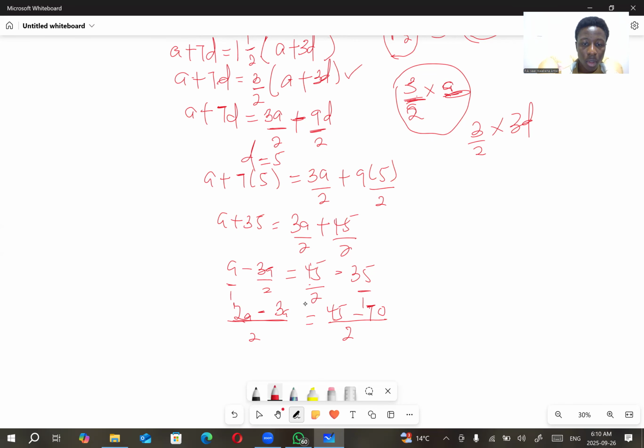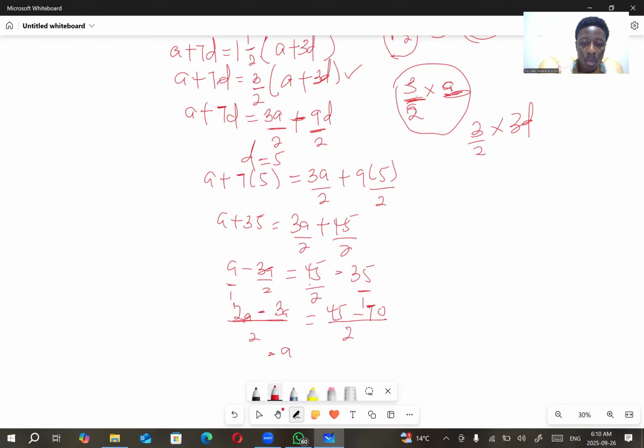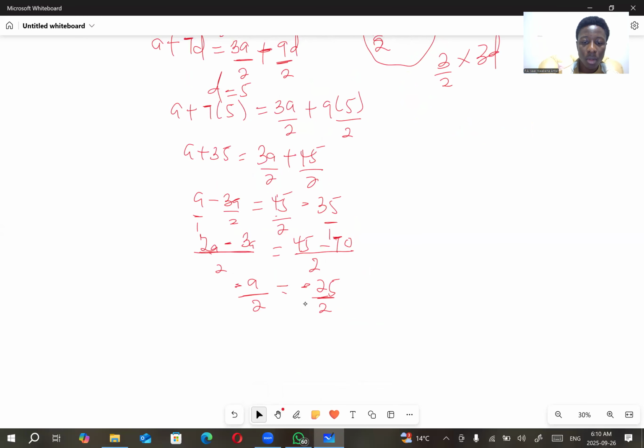2A minus 3 is negative A, like negative 1A, all over 2. It's equal to 45 minus 70, which is negative 25, all over 2. Now, we are looking for A, so maybe we cross multiply, right?